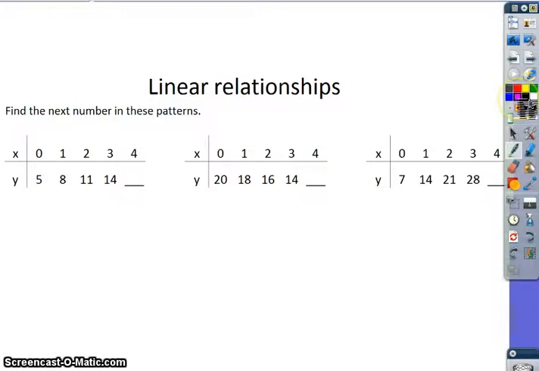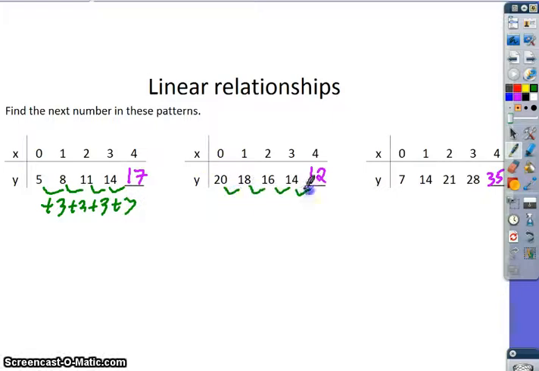So for this first number, this one should be, what, 17? Yes. This guy should be 12. This guy should be 35, right? Okay. There we go. And our slope here every single time is plus 3. It does not change. Our slope here every single time is take away 2, negative 2. And our slope here every single time is plus 7.